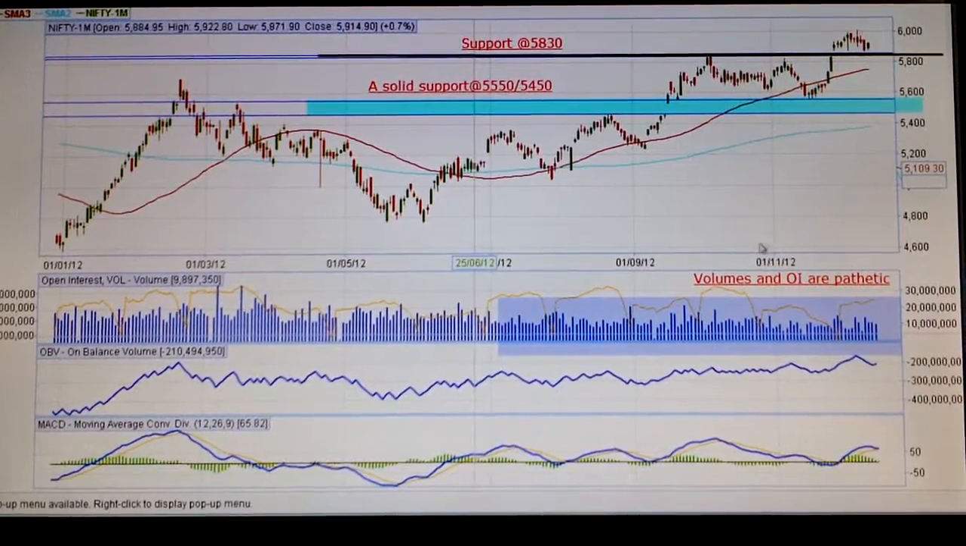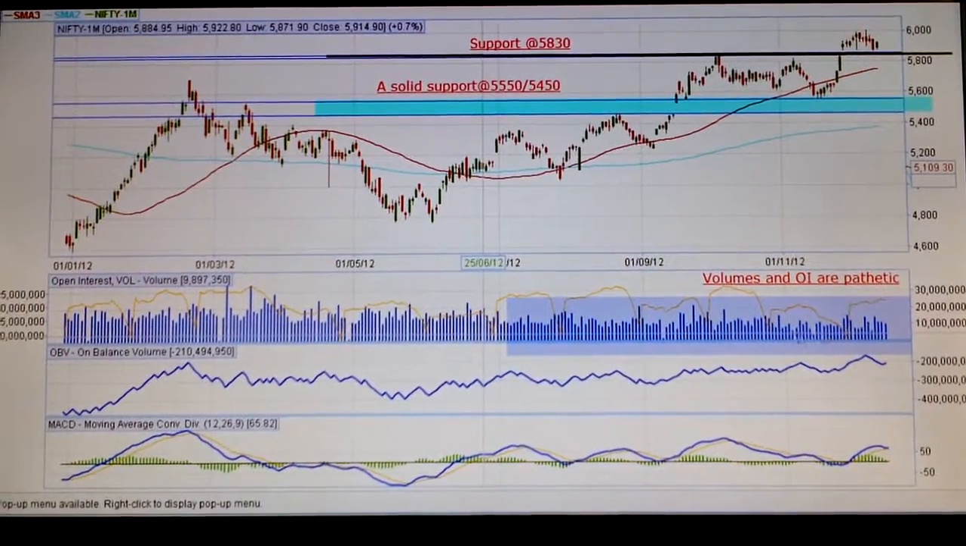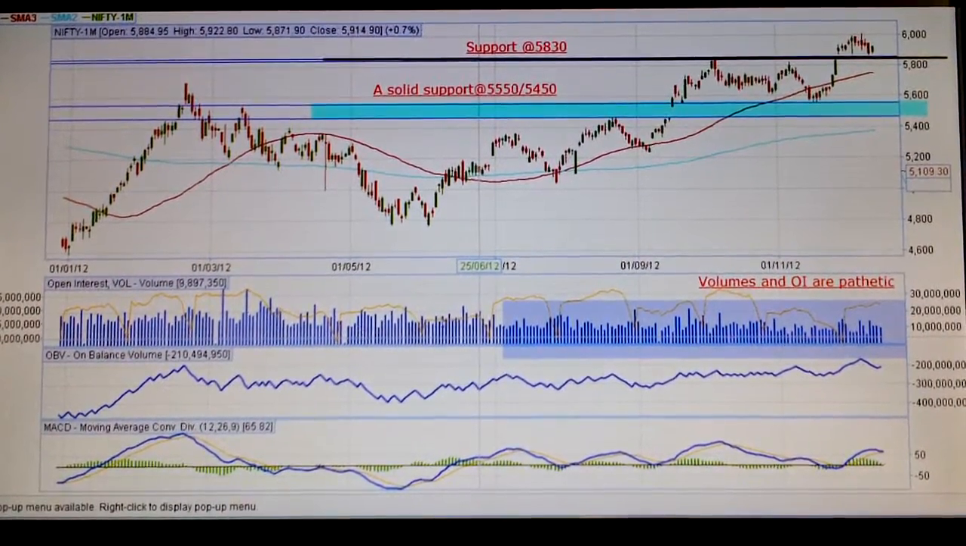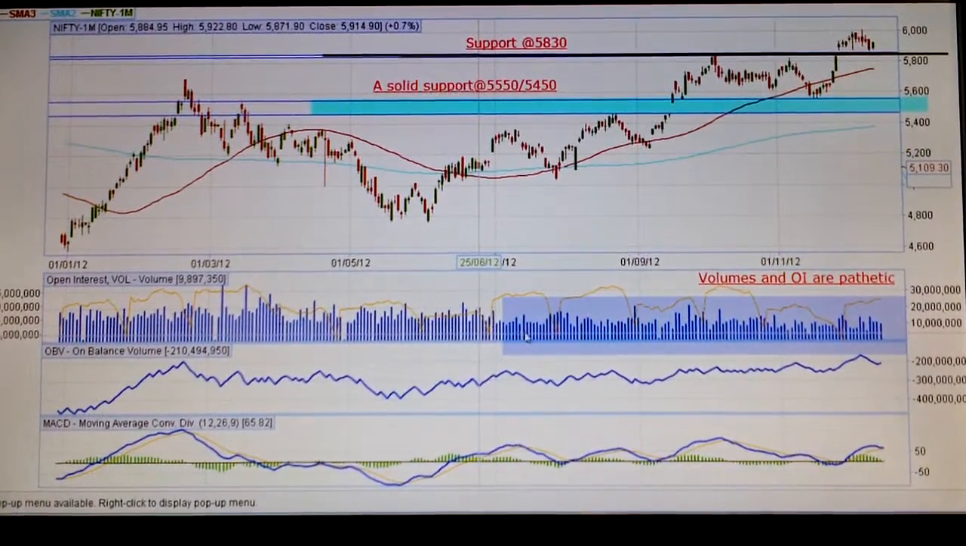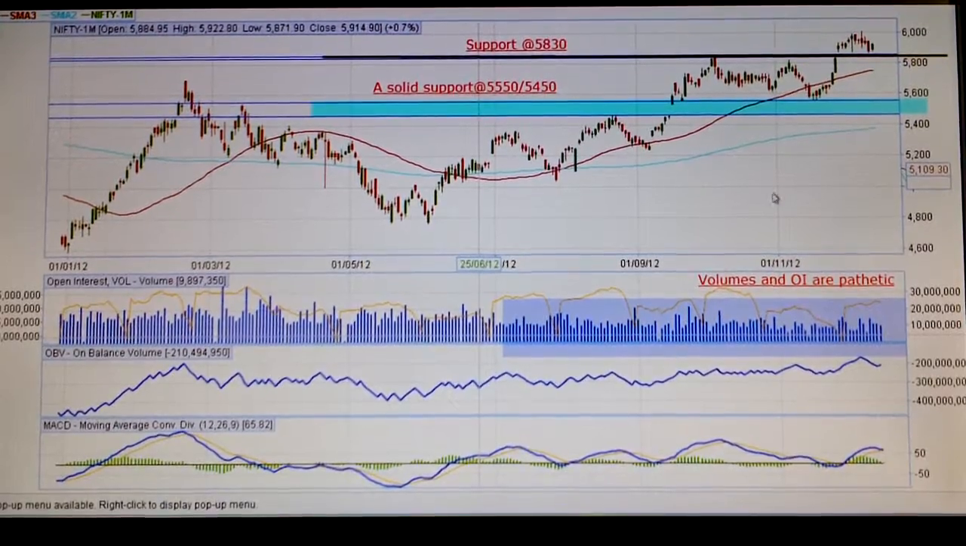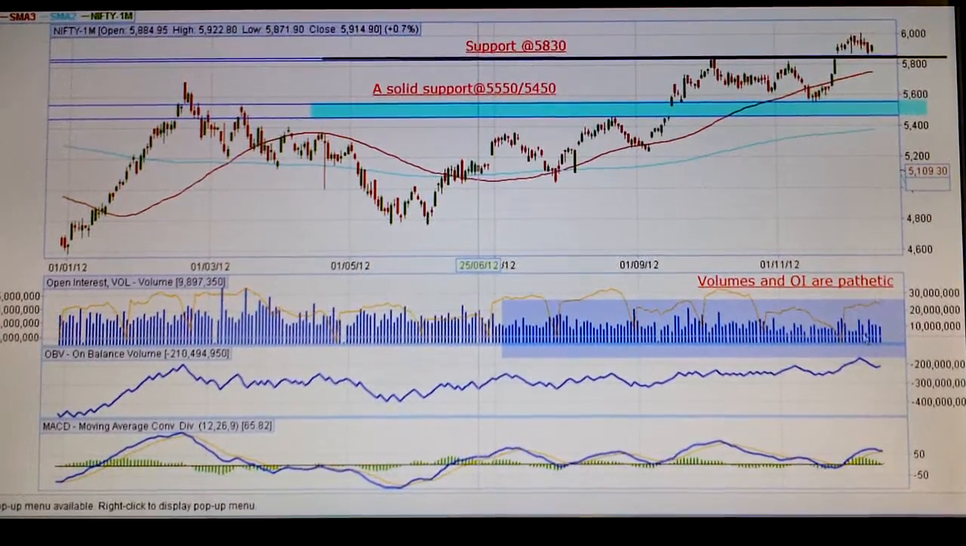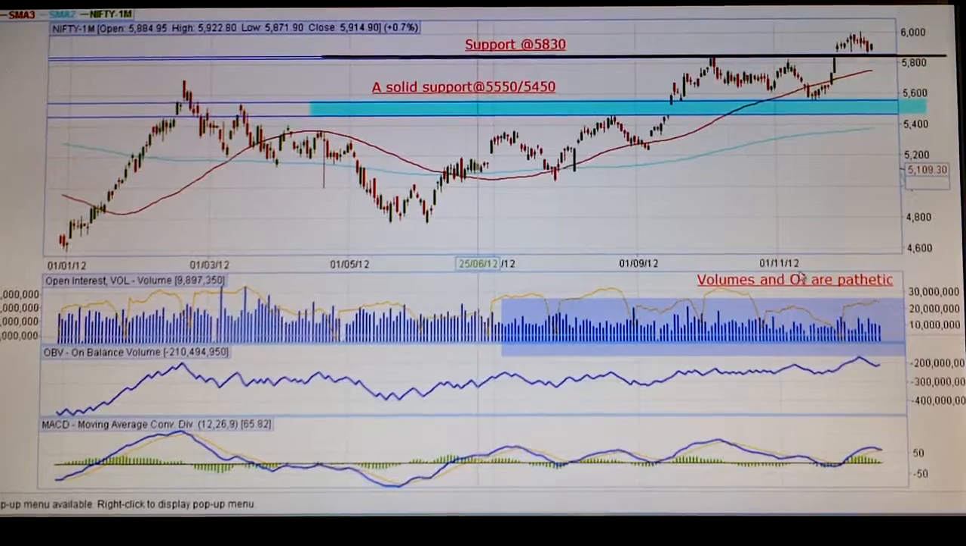The most worrying part is that the volumes are conspicuously absent. What we see here is that for the last so many days the volumes were good, and any move that is going upwards and is trying to make a new high has to be supported by volumes. Also the open interest is very good.